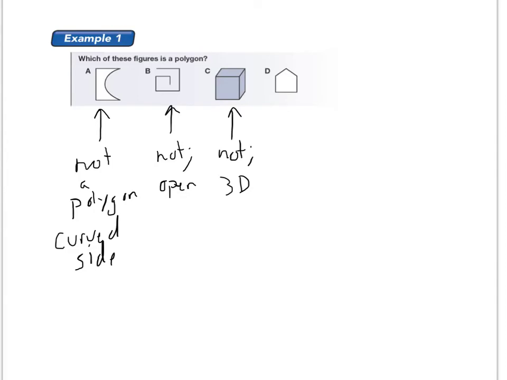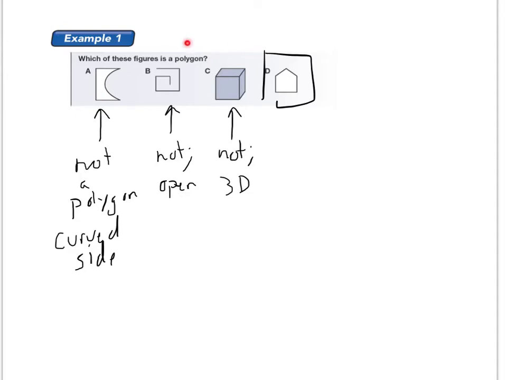It's not one plane. Okay, let's look at D. This one is only one plane. It's not 3D. Every single line is straight, and every single line is connected on both sides of it. So this one is a polygon. My correct answer there would be D. That one is a polygon because it meets all the criteria.